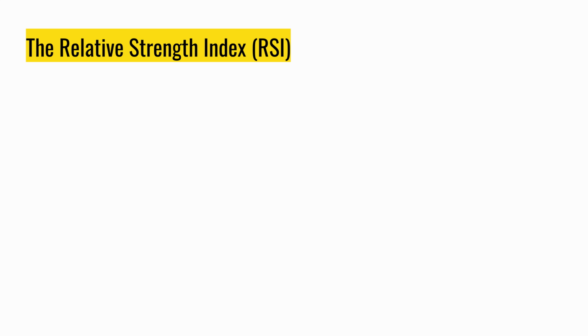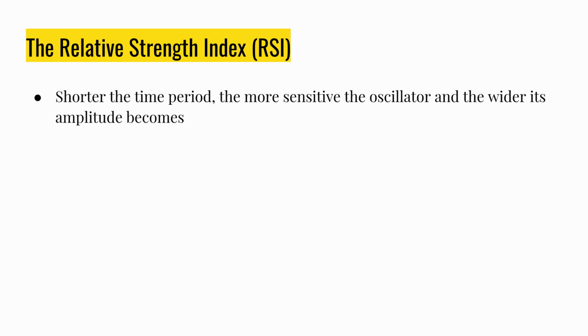Now that we know how to calculate the relative strength index, let's cover 2 points before we get into some examples. First, like most oscillators, the RSI's time period can be adjusted. If a shorter time period is used, then the more sensitive the oscillator is and the wider its amplitude becomes. A wider amplitude means higher peaks and lower troughs. Second, once again like most oscillators, the RSI works best at extremes.